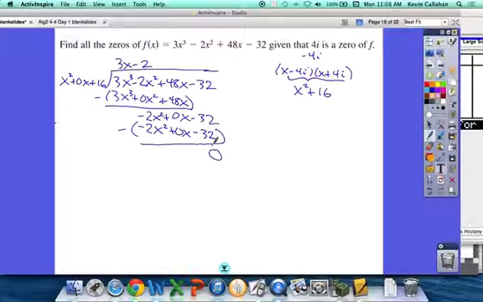We came up with that as a factor because we knew both of those were zeros. So this is your last factor. All right, so what is the last 0? 2/3, right? So x equals 2/3. I just set that equal to 0 and solve. Add 2, divide by 3, 2/3.